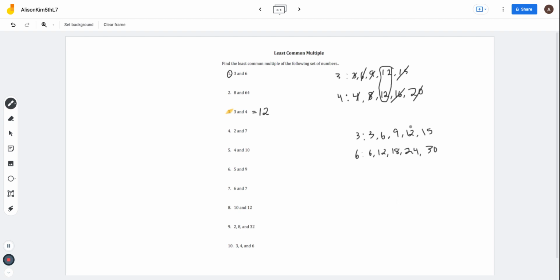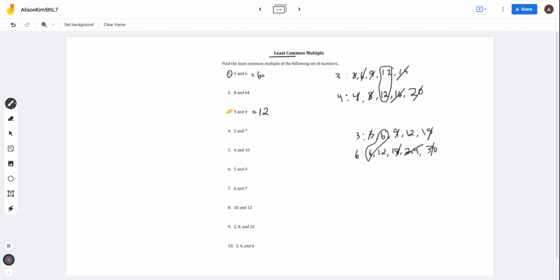So when we look here, 15 doesn't match, 30 doesn't match, 24 doesn't match, 9 doesn't match, 18 doesn't match, and 3 doesn't match. But we see that both 6 and 12 match, right? So as I said before, in this case, it's going to be the least common multiple. So we're going to look for the smallest one. And in this case, it is going to be 6. So even if 12 is a common multiple between 3 and 6, the least common multiple will be 6, so your answer will be 6.